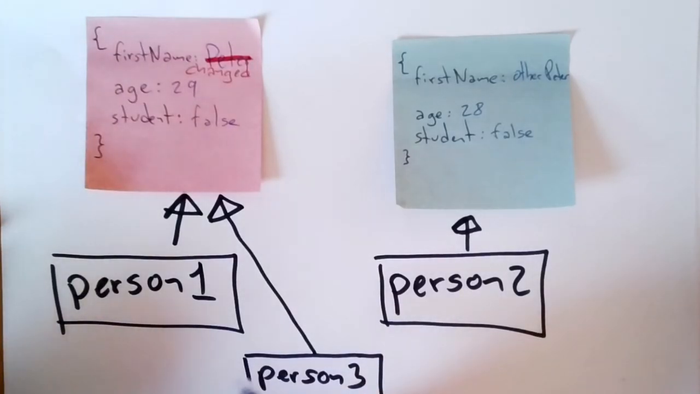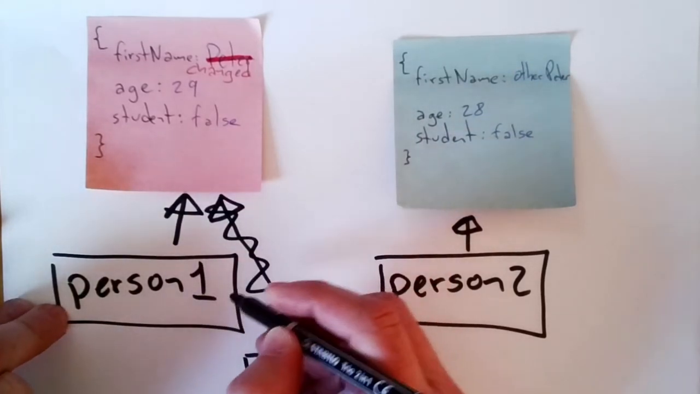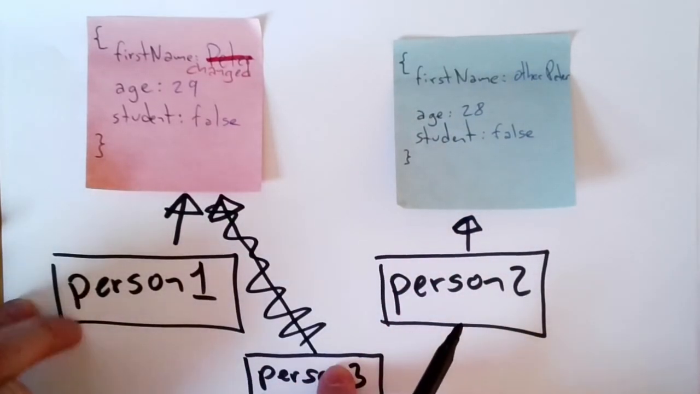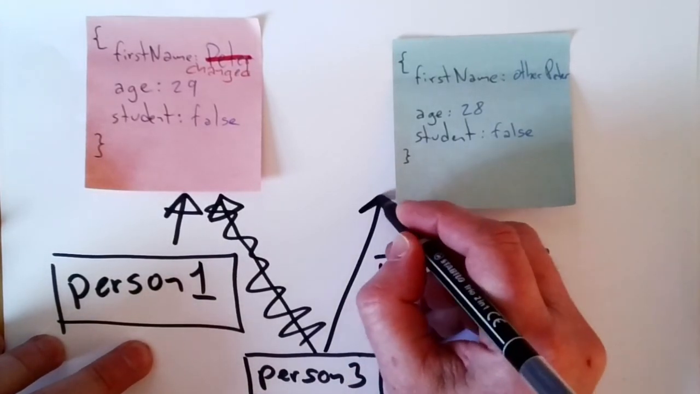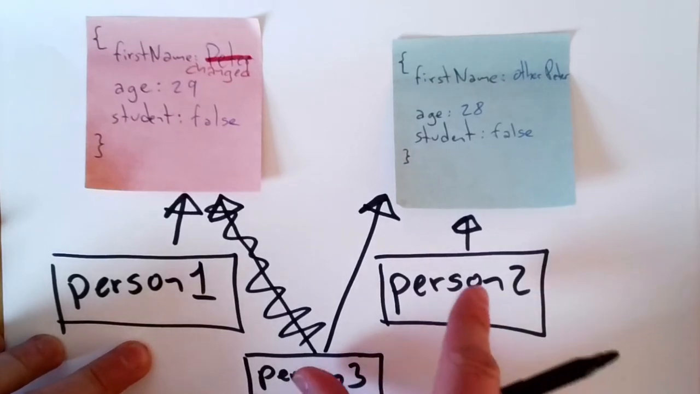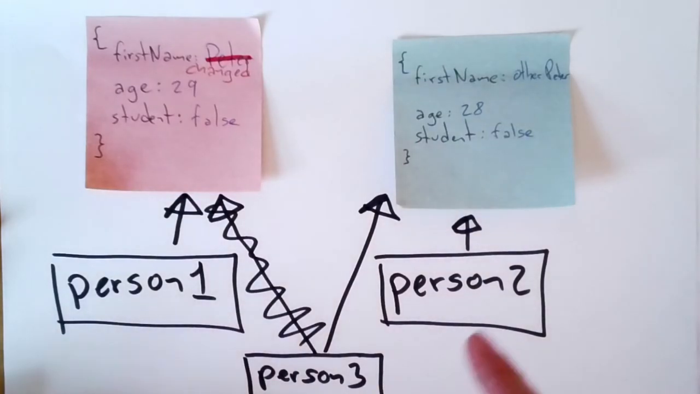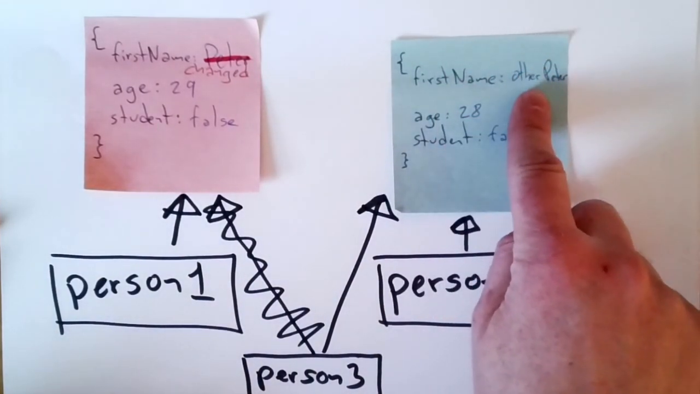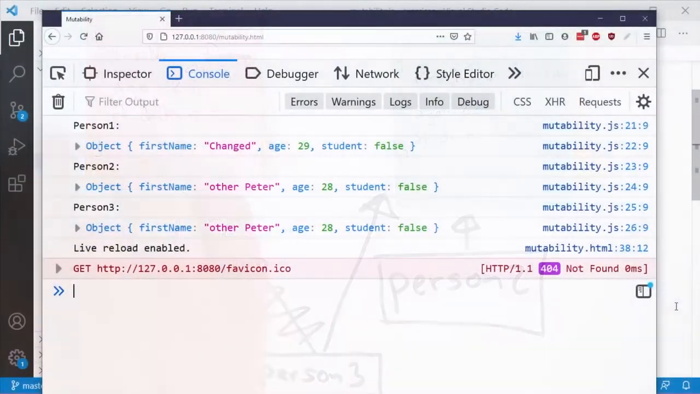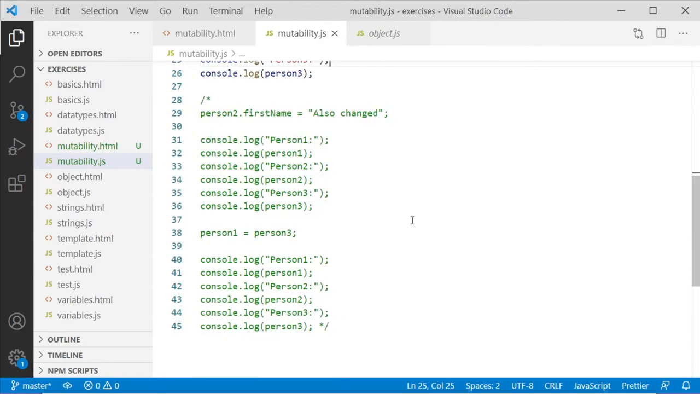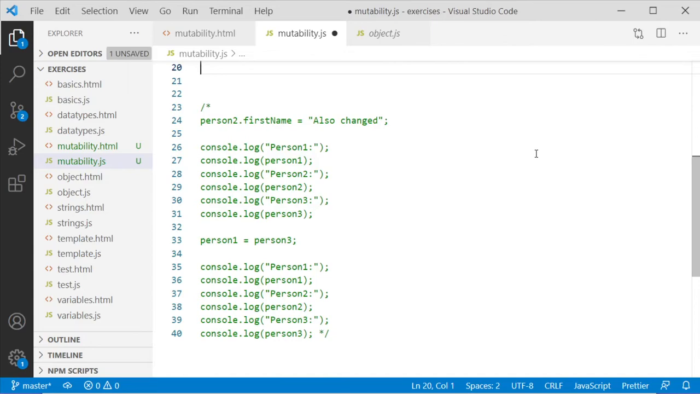And if we try that here in the physical world, that means that person 3 is no longer referencing that object, but is now referencing the same object as person 2 is referencing. So it's going this way. And now it means that these two variables reference this same object. So any changes to this object, whether it happens through person 2 or person 3, should change it for the other one as well.